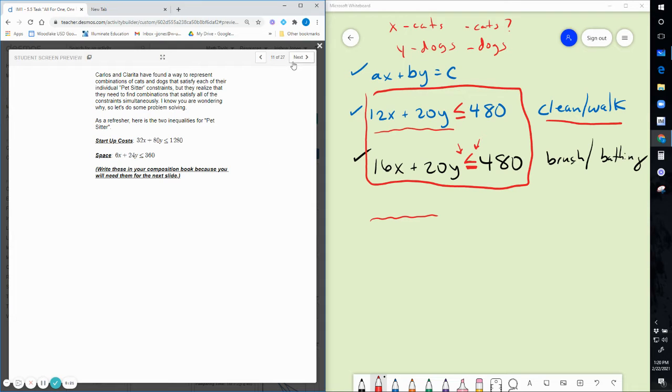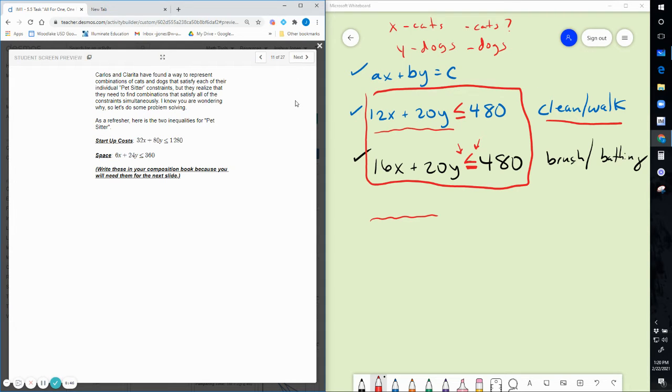So, Carlos and Clarita have found a way to represent combinations of cats and dogs that satisfy each of their individual pet sitter constraints, but they realize that they need to find combinations that satisfy all of the constraints simultaneously. So there's actually 4 constraints. Remember, we have the cat pens and dog runs, and we have the money. Now we have time to clean and walk and time to brush and bathe. We have all this different stuff going on.